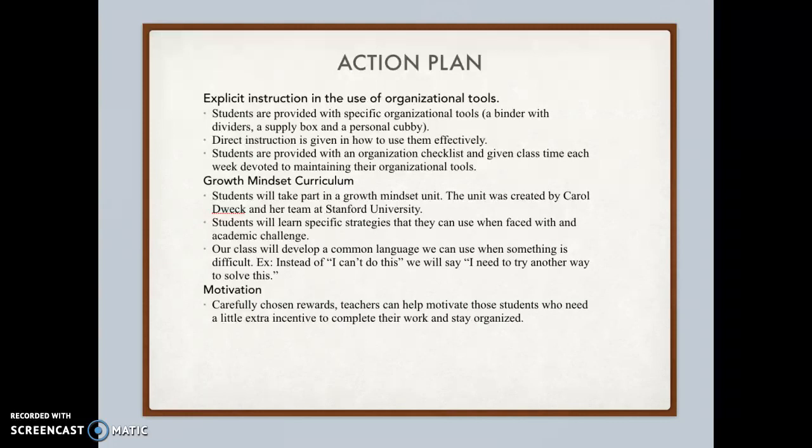I will also be using a growth mindset curriculum created by Carol Dweck and her team at Stanford. The students will learn specific strategies that they can use when they're faced with something that's very difficult for them. And our class will develop a common language that we can use when something is hard. So for example, instead of a student saying, I can't do this, we'll have them rephrase it and say, I need to try another way to solve this. We'll also use carefully chosen rewards. Now, rewards are not my favorite thing to use in the classroom, but those kids who need a little extra incentive will get that to help them complete their work and stay organized.